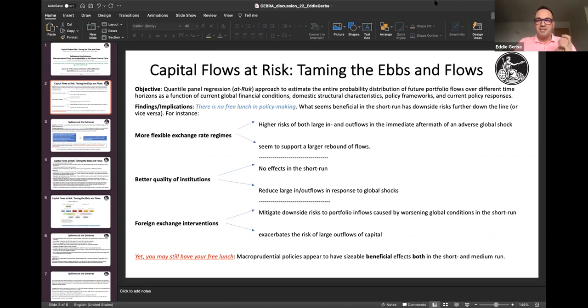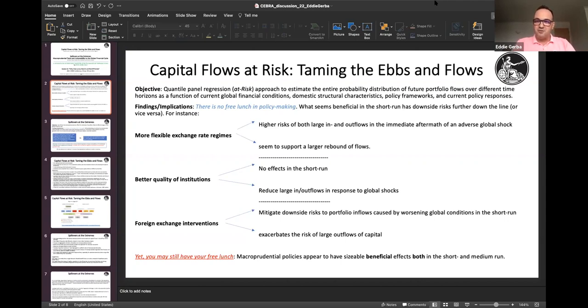the objective is really to use that risk approach to estimate the entire probability distribution of future portfolio flows over different time horizons as a function of a number of factors that you see there, which is global financial conditions, domestic structural characteristics, policy frameworks, which are a bit more time fixed, and currency policy responses. And the findings and implications of this, stretching it a bit and considering that most of you are in the US, so it's a lunchtime period, is that there is really no free lunch in policymaking.